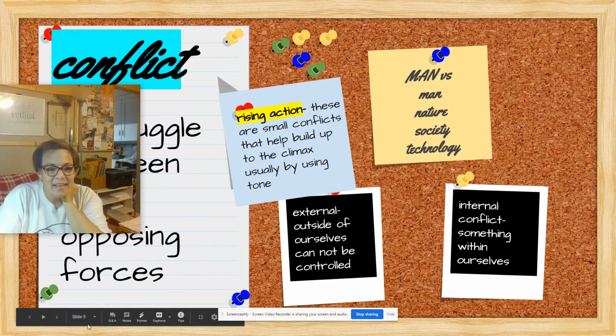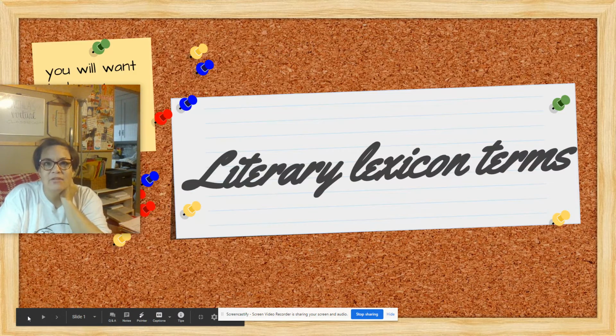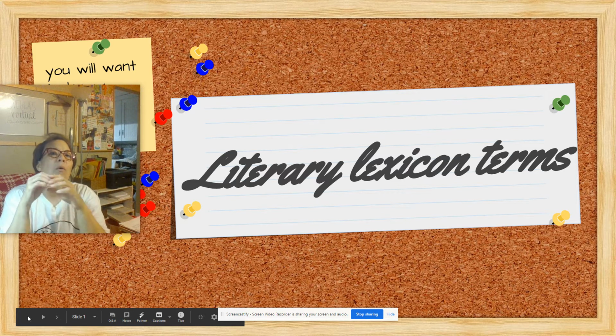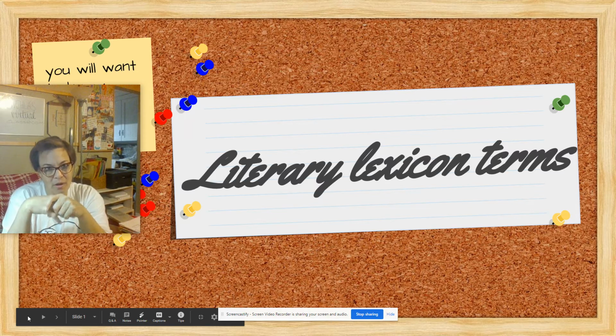So let's start with what we need to know. The literary lexicon is always going to be available to you in the materials section of the classwork page, and anytime I post a new lexicon term, I will tell you when it's on there, and I will try to bring it forward to the classroom work page. The lexicon are the terms that you need to know. So I'm going to go over a couple today.